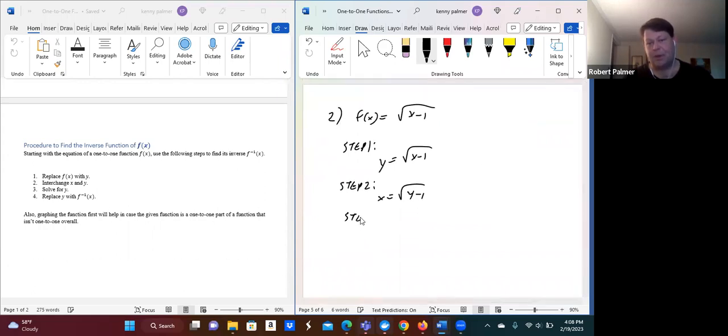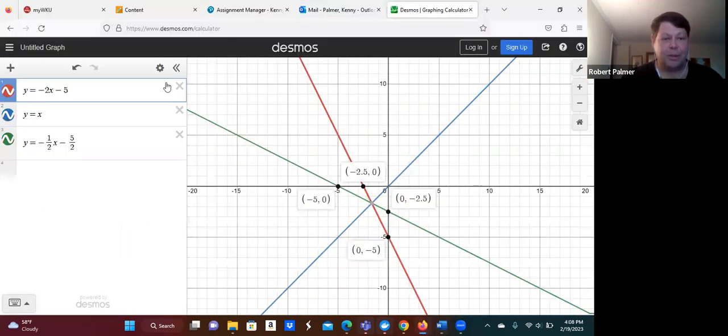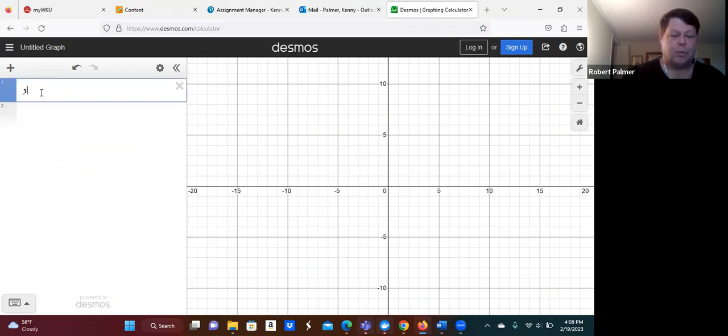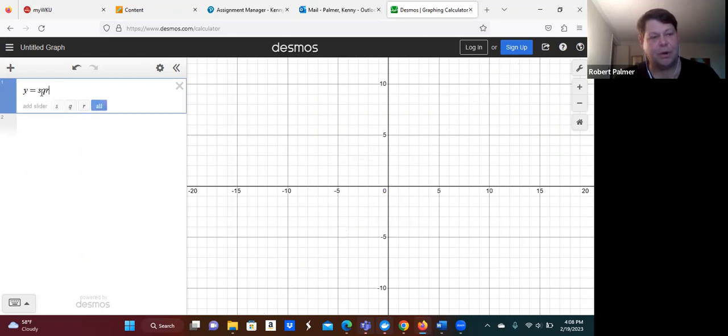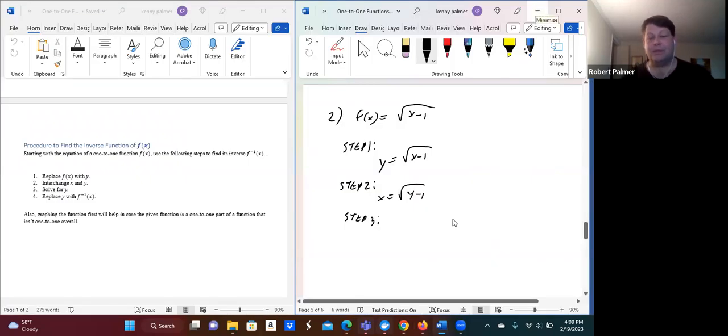Then step 3, and sorry, I should have done something first. Let's go ahead and make sure it is one-to-one. As you can see, this is a good habit to be in. So y is equal to the square root of x minus 1. Right, so that function is one-to-one. It's always good to check that to begin with. Step 3 is solve for y.